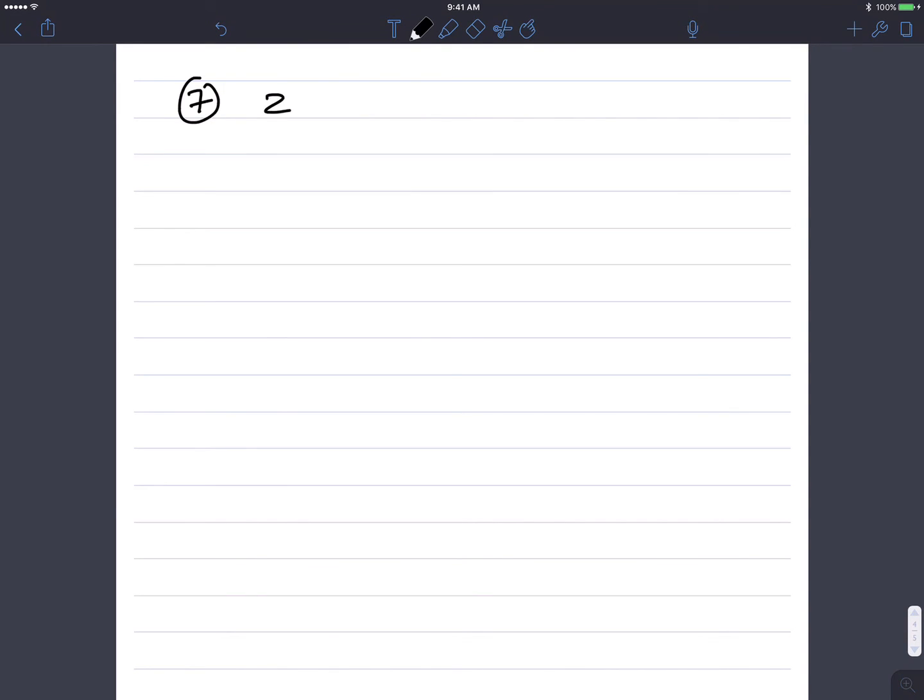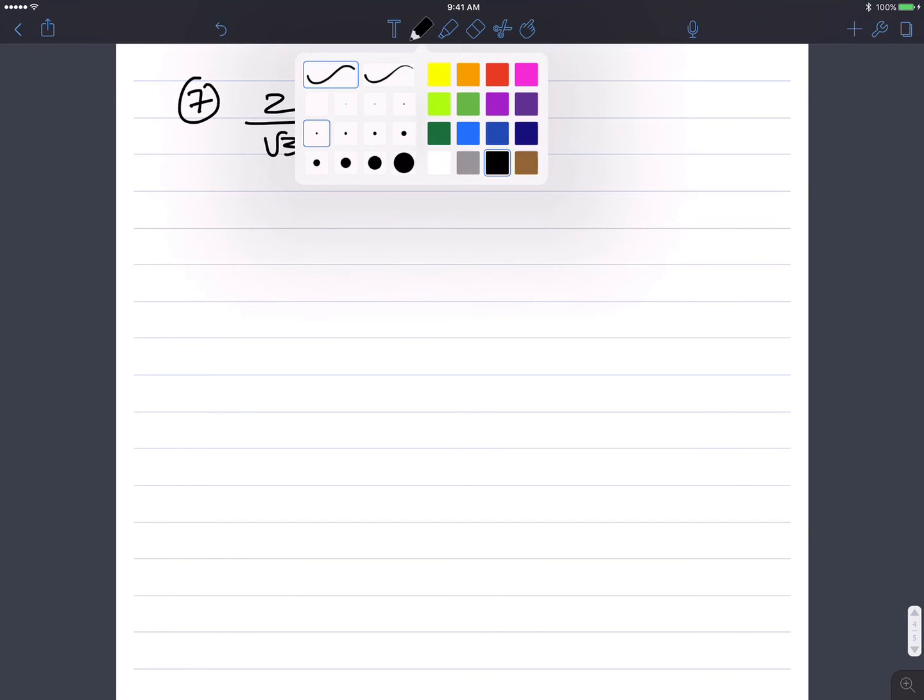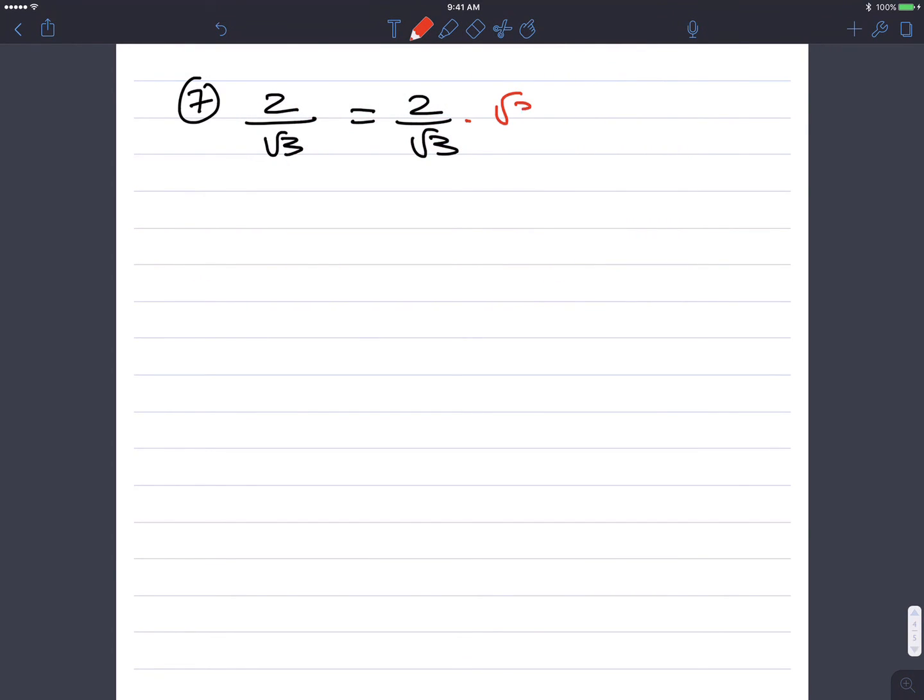Number 7. 2 over the square root of 3. Multiply it by the square root of 3 over the square root of 3. And notice, 2 times the square root of 3 over the square root of 3 times the square root of 3. The reason we use the square root of 3 here is because the square root of 3 times the square root of 3 is simply 3. There is no radical anymore. And you're done.